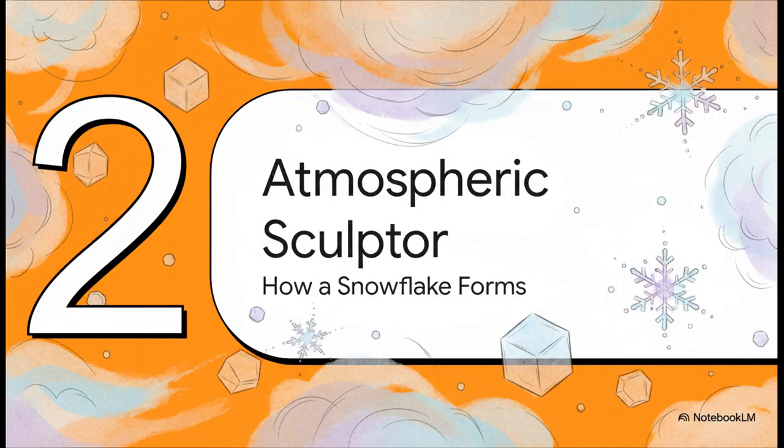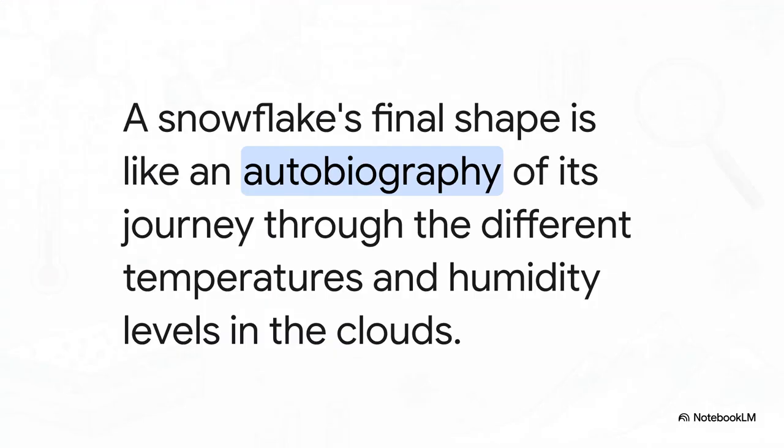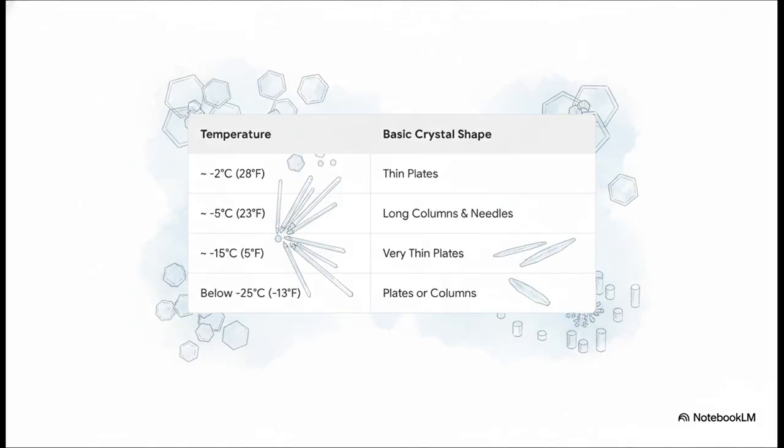Okay, so we've got our basic six-sided crystal seed. But how does that little hexagon turn into a unique, complex masterpiece? Well, this is where the atmosphere itself steps in and becomes the sculptor. I absolutely love this idea. You really can think of every single snowflake as telling the story of its fall to Earth. Its final shape is a perfect, frozen record of all the different temperatures and humidity levels it traveled through on its way down.